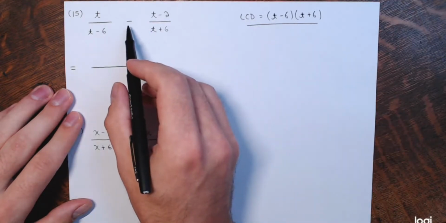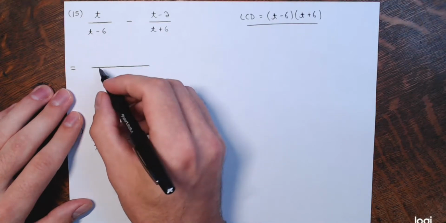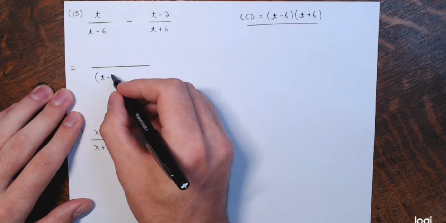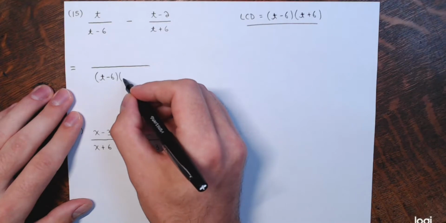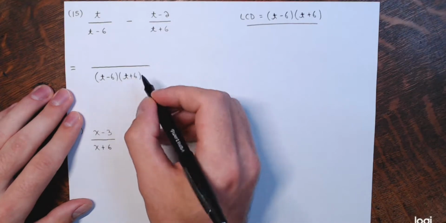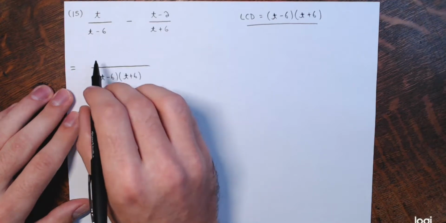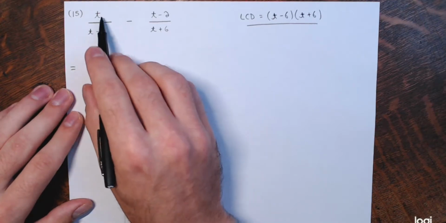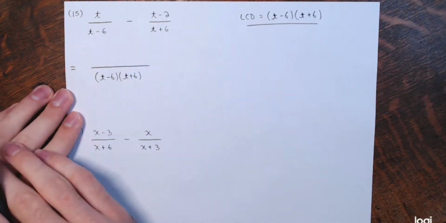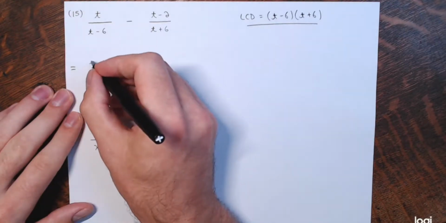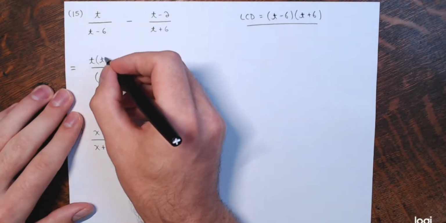Now we're subtracting too, right? This is the first example where we have a minus. So I got t minus 6 times t plus 6, right? The LCD is going to be the denominator of the difference. And then the numerator will just be the difference in these numerators. The first numerator would have to be t times t plus 6.